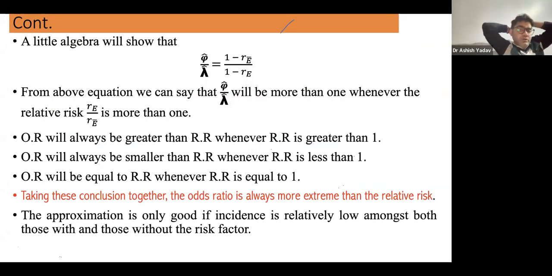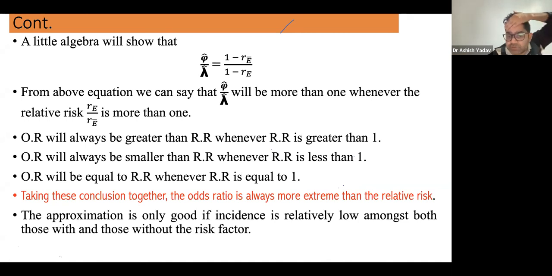Out of RR and OR, which one is more reliable? Generally, RR is more reliable compared to OR. Whenever we calculate RR or OR for the same type of study design, you will find that OR values are a little extreme. For example, OR values will always be greater than RR values whenever RR is greater than 1. OR values will always be smaller than RR values when RR is less than 1. And when they are equal, then it is a good approximation. Okay.